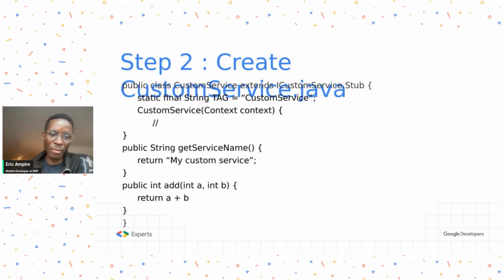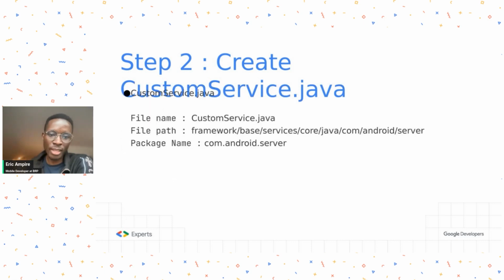This class will basically be the implementation of the interface. So for example, here I have implemented my getServerName that returns a custom string, and for the add method I've just returned A plus B. And we just have to make sure that this file, CustomService.java, is also located in this path here: framework/base/services/core/java. You just have to make sure that it's in the right package. Like you can see here, the package is com.android.server.